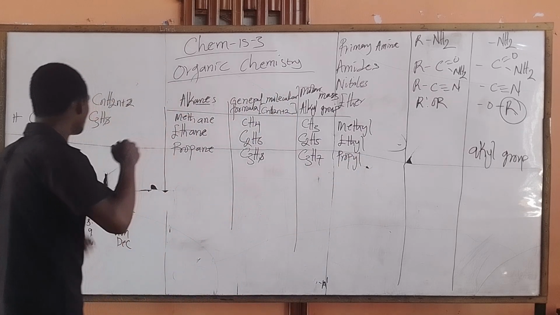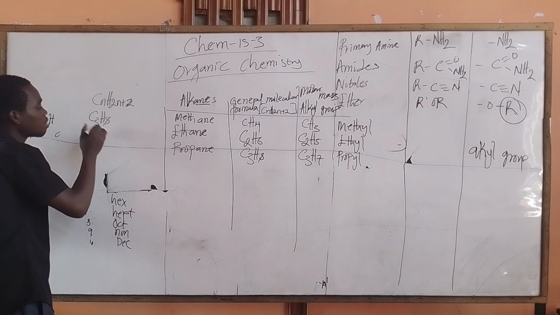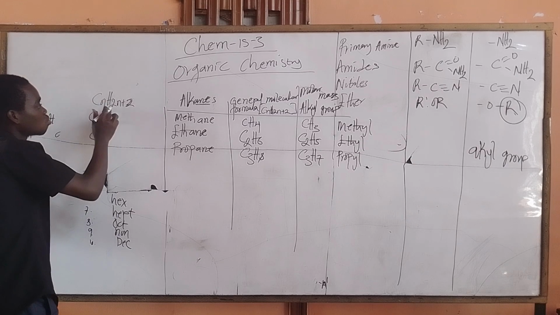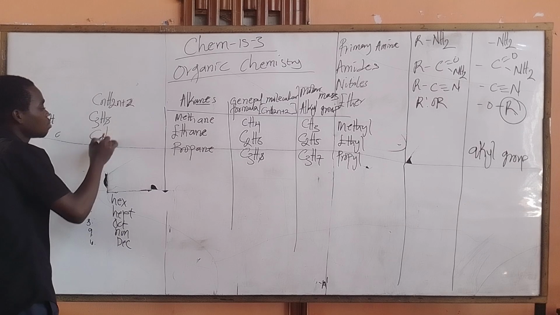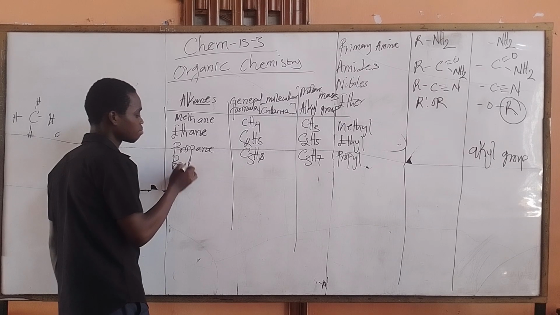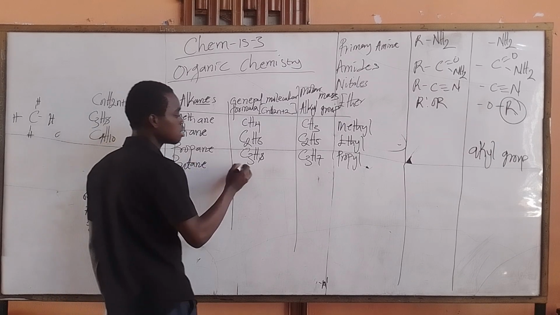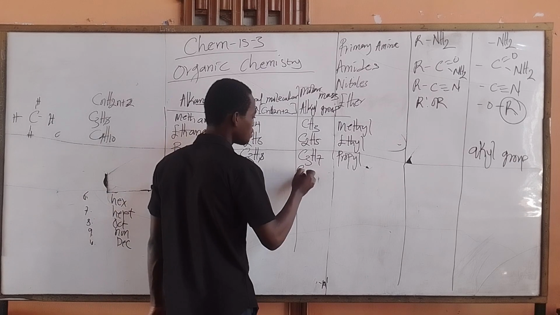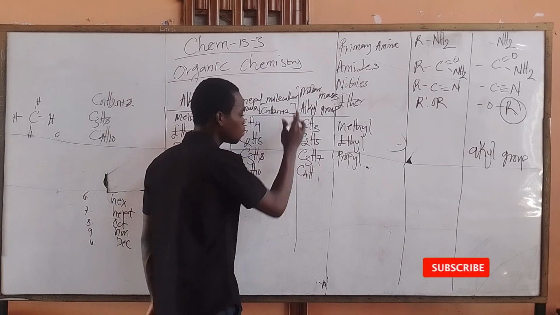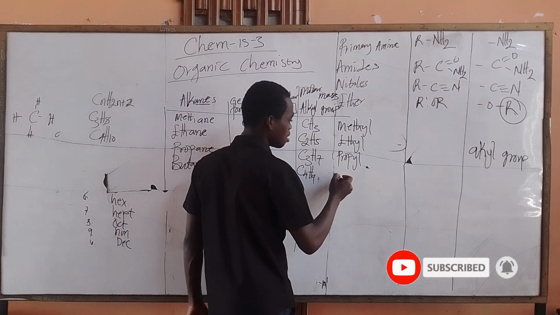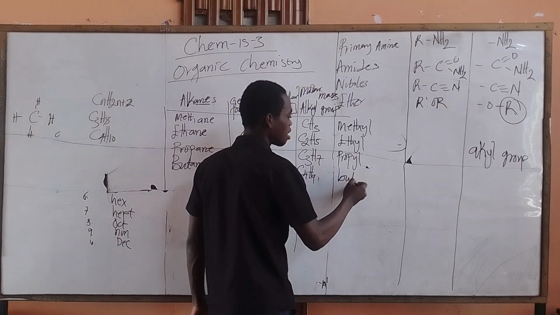So let's do another one again. If I have C4, I'm substituting 4 now. 2 times 4 will give you 8 plus 2, which is what? H10. So I'm going to have butane. Butane is C4H10. I'm removing one hydrogen now. I'll have C4H9. Then here will be butyl.